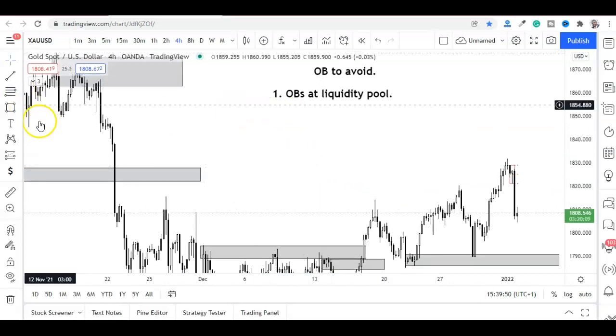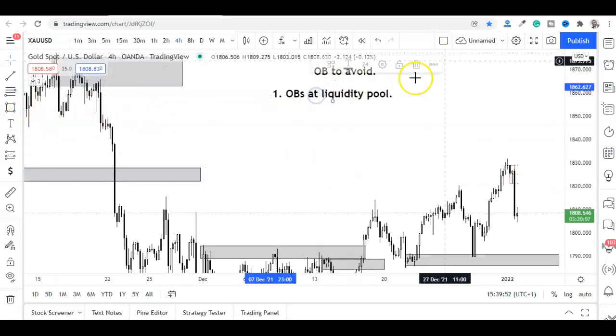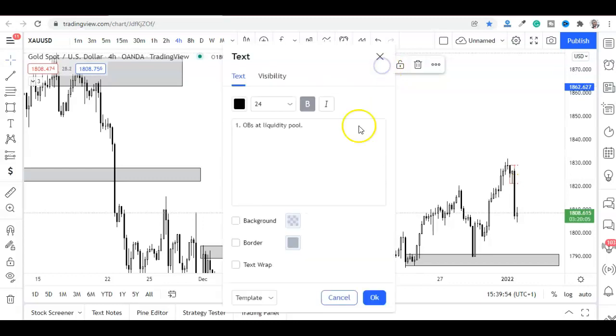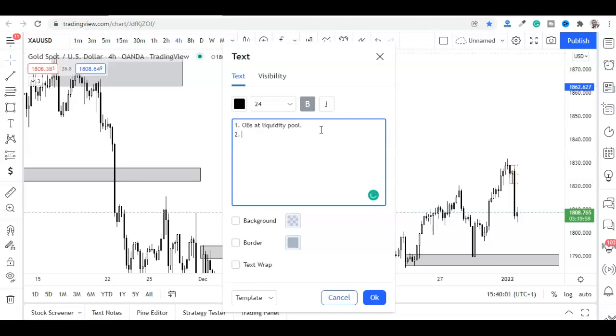Number two, you avoid OBs at wrong zones. Avoid OBs at wrong zones. What do I mean by wrong zones?